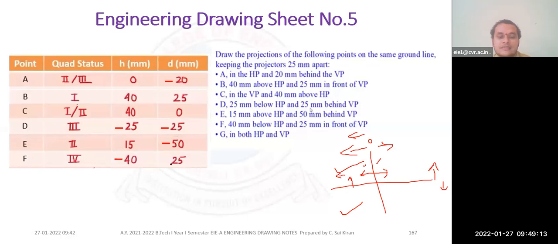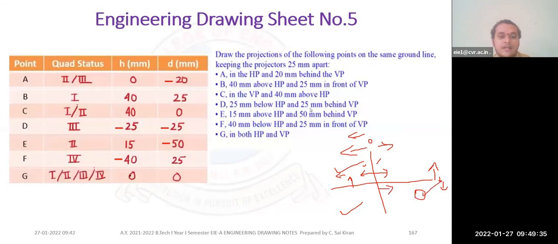And for the letter F, H is negative. Whenever H is negative, two cases are possible, either the third quadrant or the fourth quadrant. So you have to see the letter D. D is positive, so only the fourth quadrant is possible.